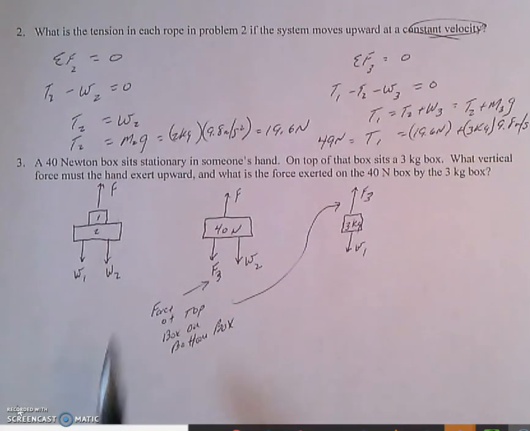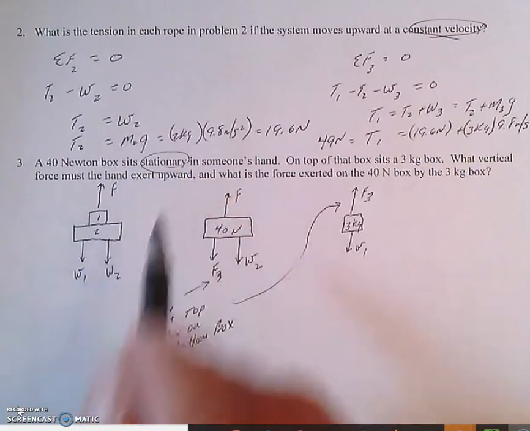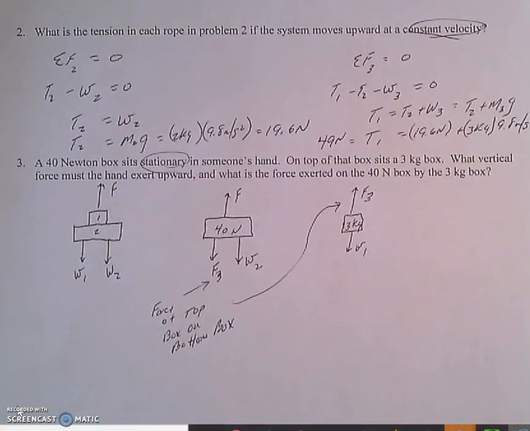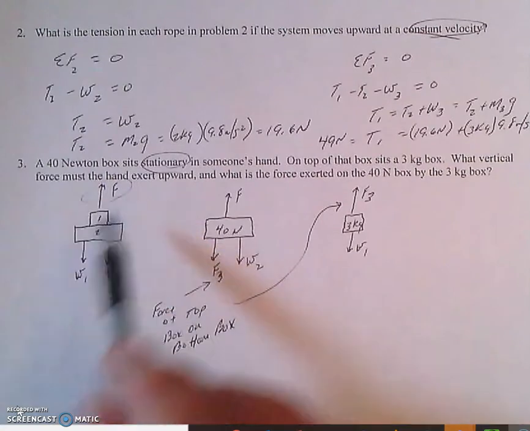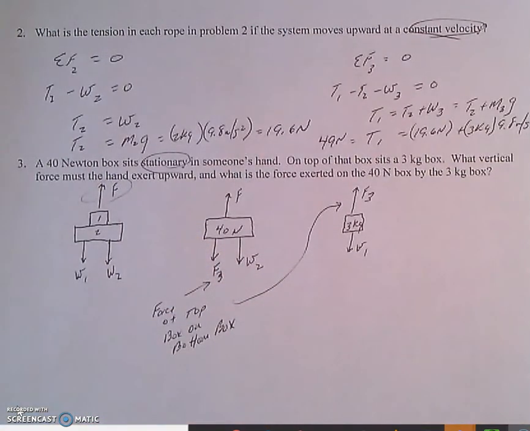All right. What vertical force must the hand exert upward? Oh, stationary. So if this stuff is stationary, then the sum of the forces is equal to 0. What vertical force must the hand exert upward? So we're looking for this. And what is the force exerted on a 40 Newton box by the 3 kilogram box?